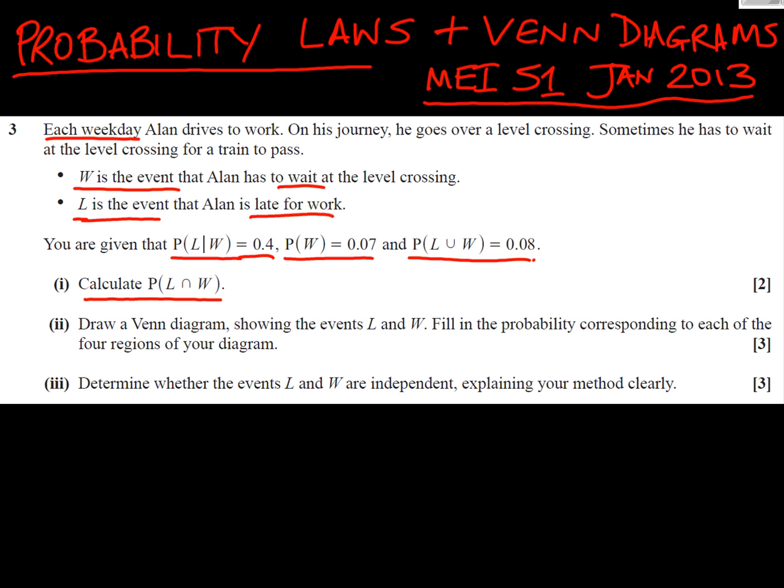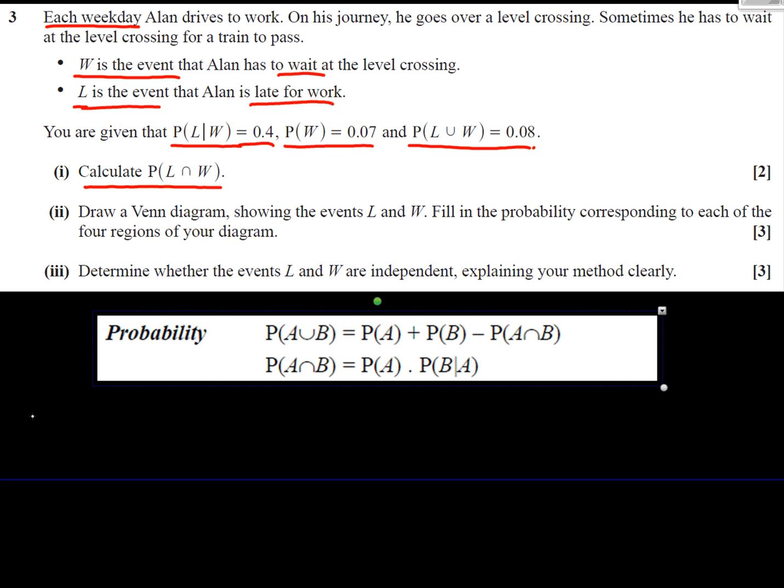Okay, so how are we going to go about this? Well, we've got two different events. They've given us these probabilities, and we can use the probability formulae from the tables. So let's get those up. So there are the formulae that we need to use. They're the classic formula, and that's the format in the formula book.